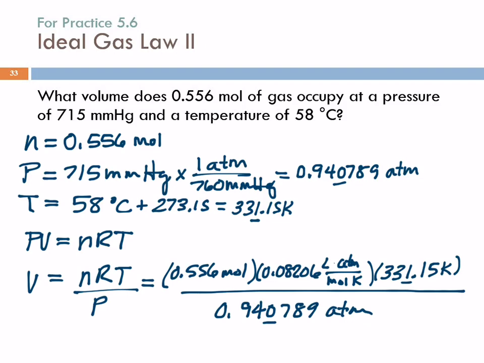0.556 times 0.08206 times 331, it's not a 1. 331.15 divided by 0.940789. I'm coming up with a volume. This would have 3 sig figs of 16.1 liters. Volume equals 16.1 liters. The moles cancel, the atmospheres cancel, and the kelvins cancel.